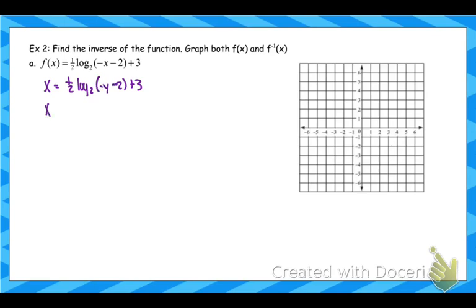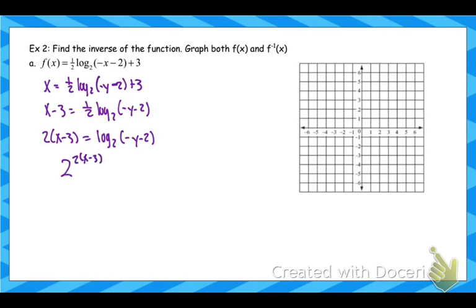So I'm going to start by subtracting 3. Multiplying by 2. I'm going to leave it factored out just because, again, that'll make it a little bit easier when I get to the graphing part. And then at this point, I can rewrite this in exponential form. So I would rewrite this as 2 to the 2x minus 3 power is equal to negative y minus 2. Next step would be to add 2, and that's equal to a negative y now.